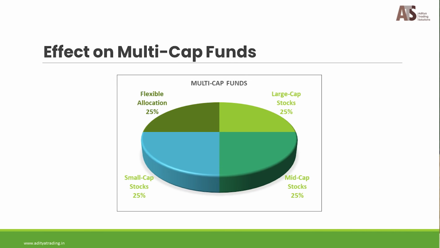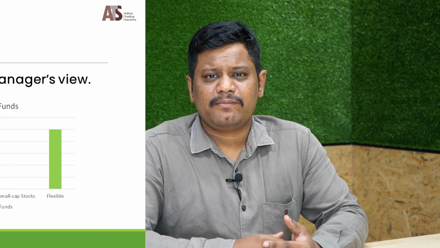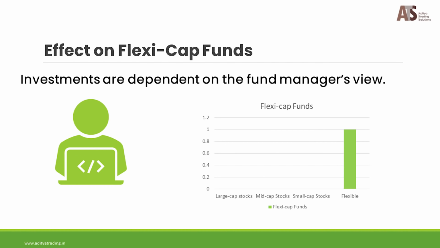After the circular, a multi-cap fund should invest at least 25% in large cap stocks, 25% in mid cap stocks, 25% in small cap stocks, and the remaining 25% is flexibly invested as per the fund manager's view. On the other hand, flexi-cap does not have any restrictions as such. Flexi-cap funds can invest freely across the market caps.